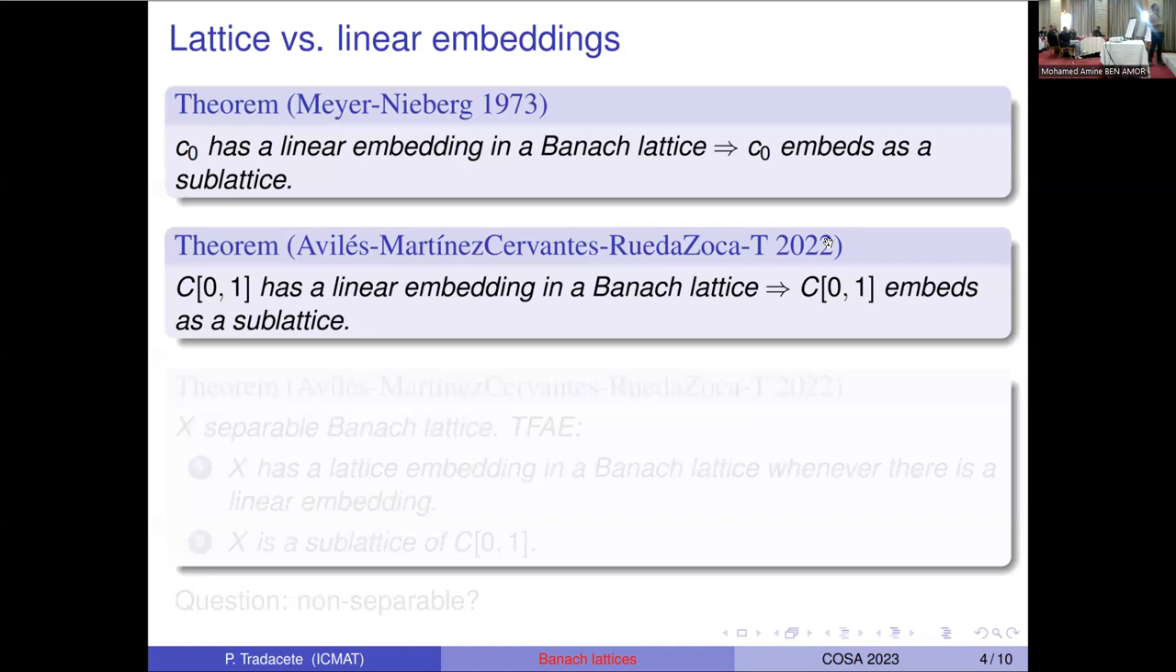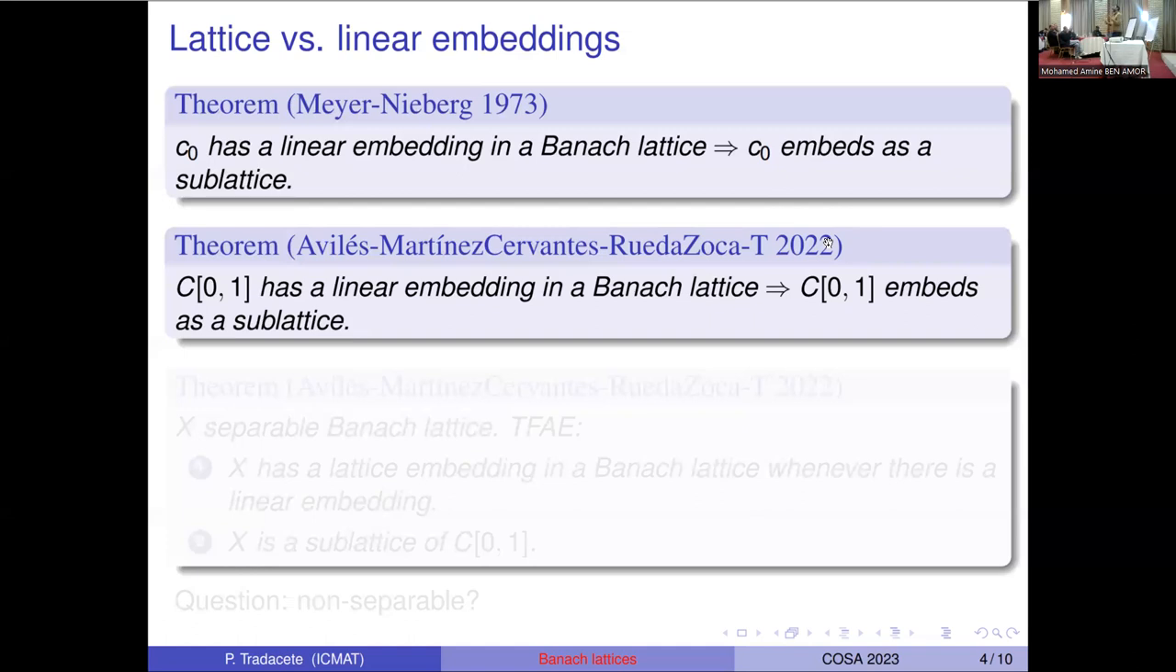And one can go further and ask, what about other examples? Can you find other examples with this same property? Well, the first observation: suppose you have a Banach lattice with the property that every time it embeds linearly in a Banach lattice, then it must also embed in a lattice way.